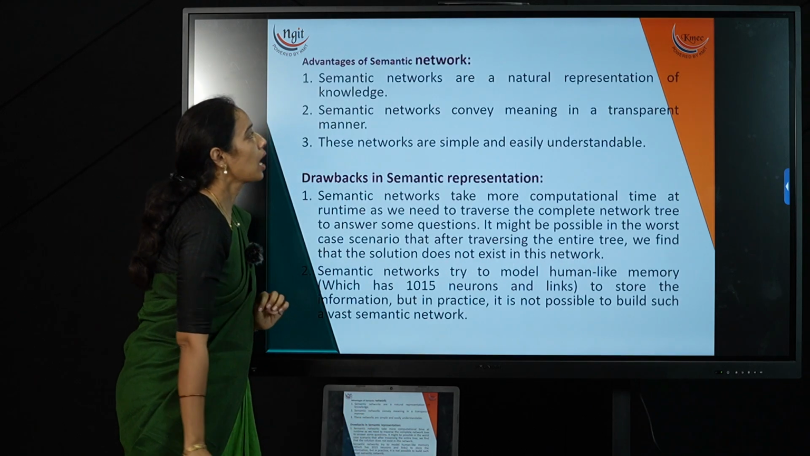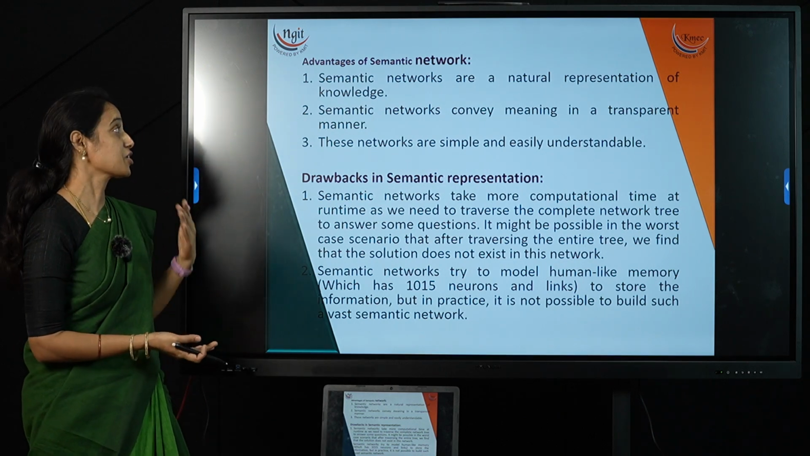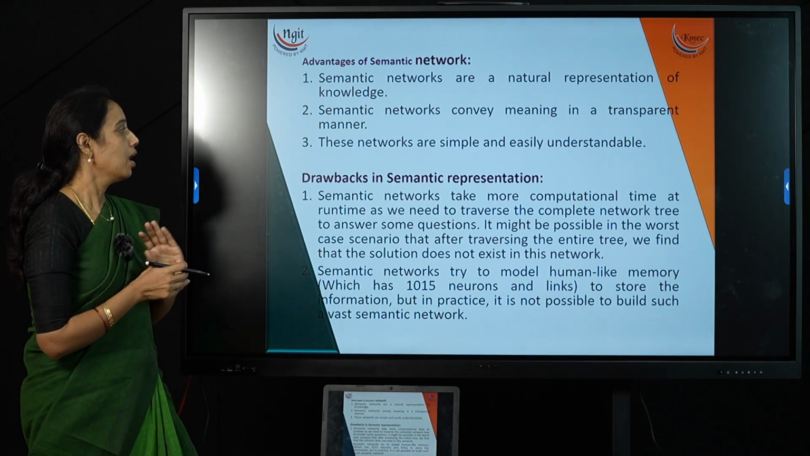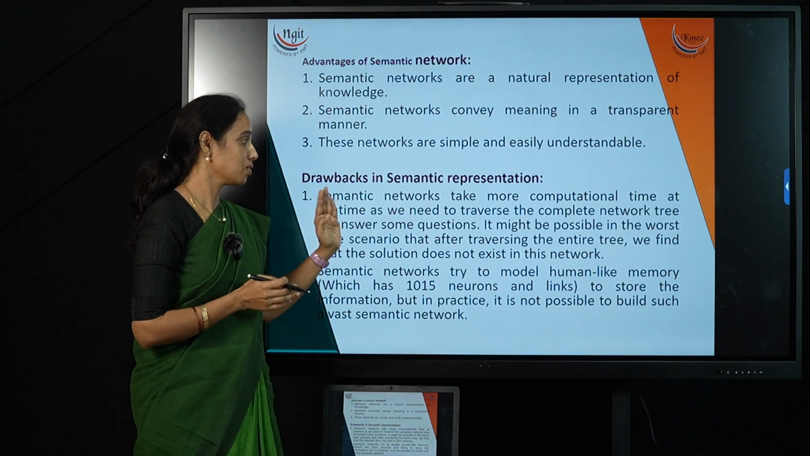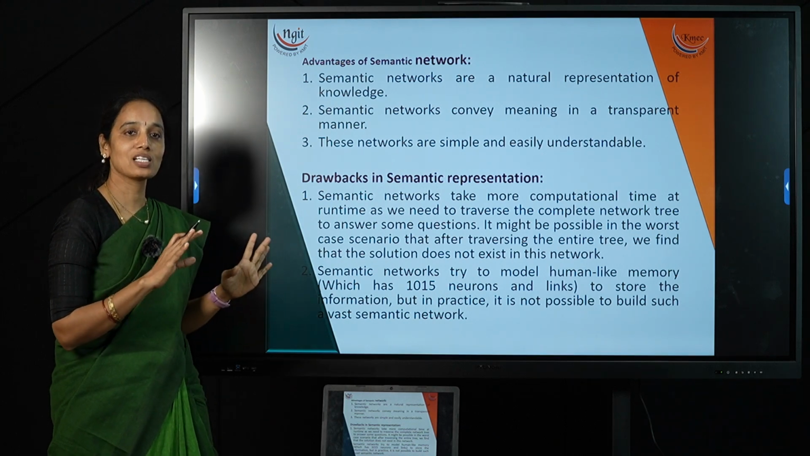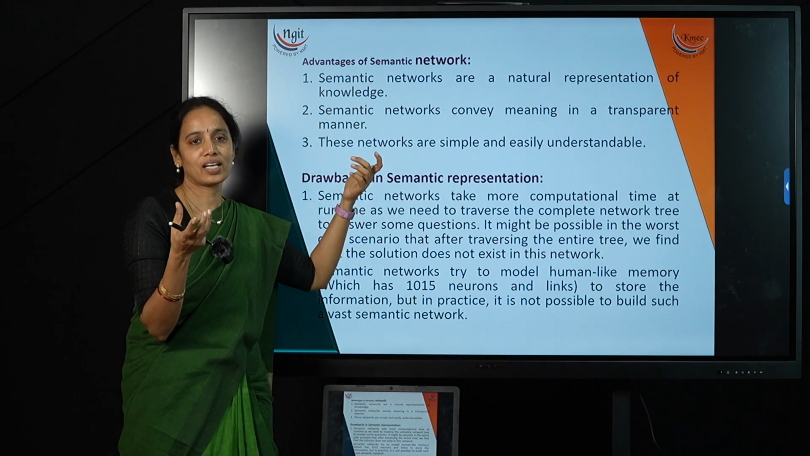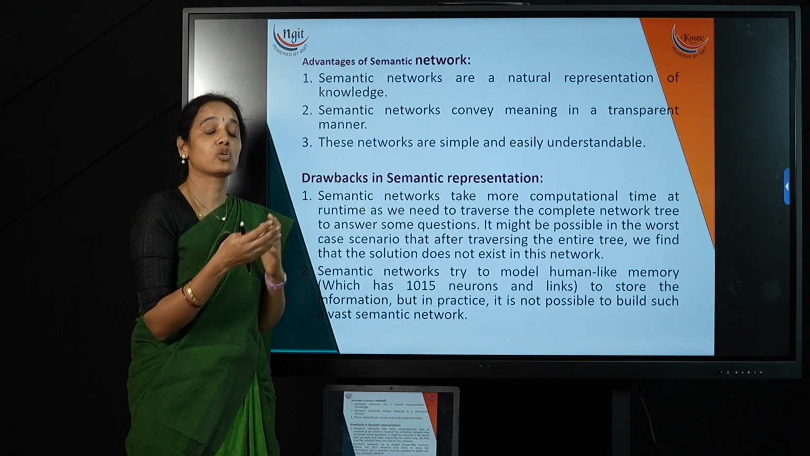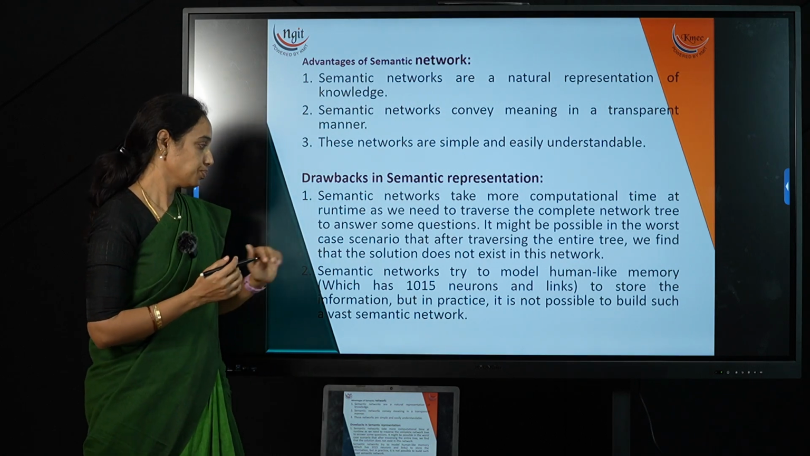And coming to the advantages and disadvantages, generally the main advantage is natural representation of knowledge and it conveys the meaning in a transparent manner, and these networks are simple and can be easily understood. But one of the disadvantages is that these networks take more computational time. Why? Because we have to traverse the complete network. In the above diagram we have only 5 sentences, so maybe it takes less computational time. But if we have n number of sentences, then to traverse the network it may require more computational time. Okay.